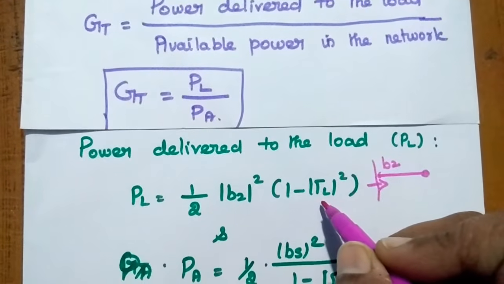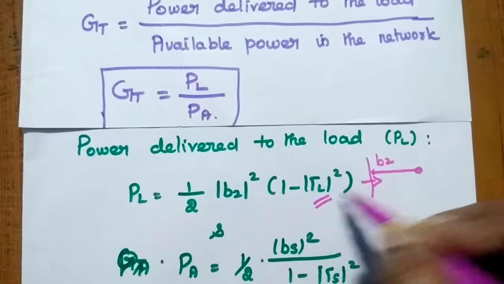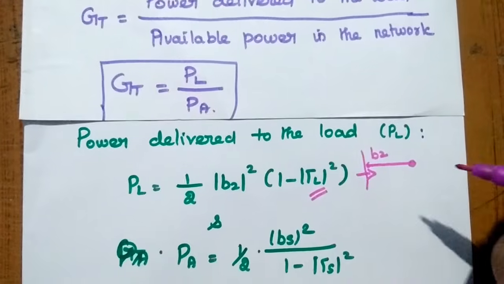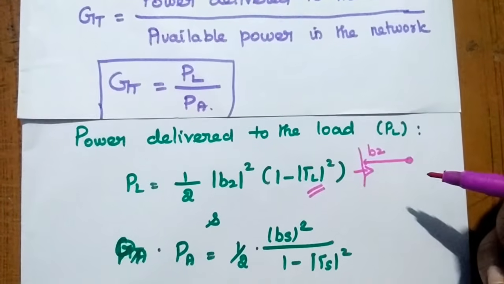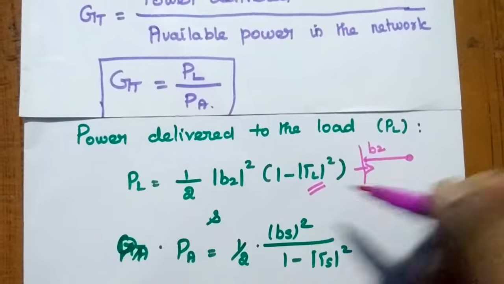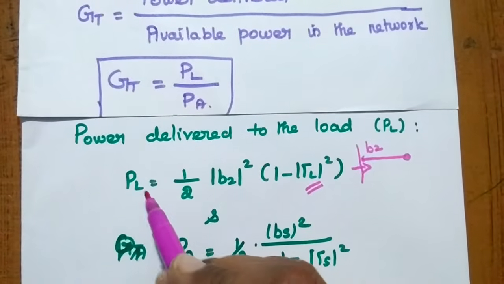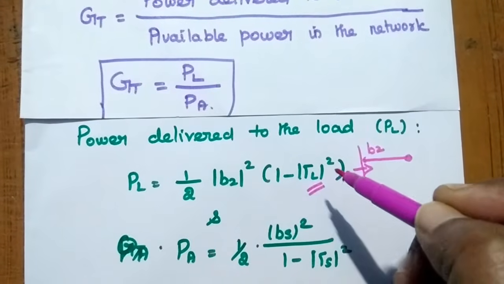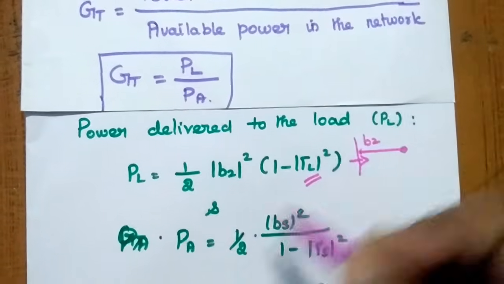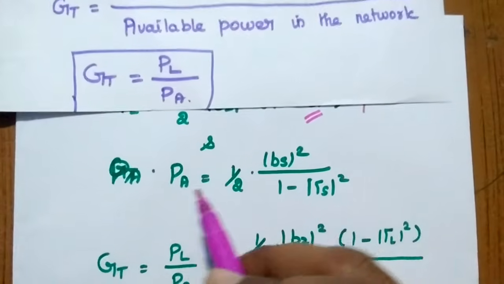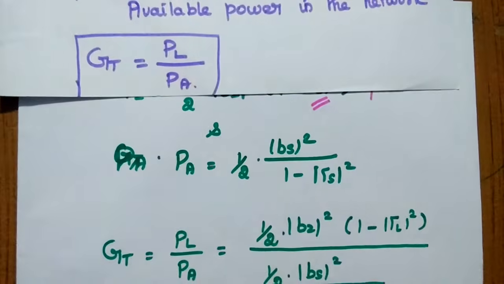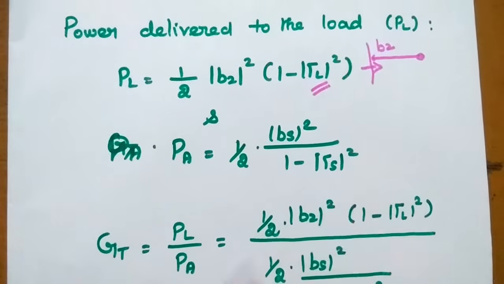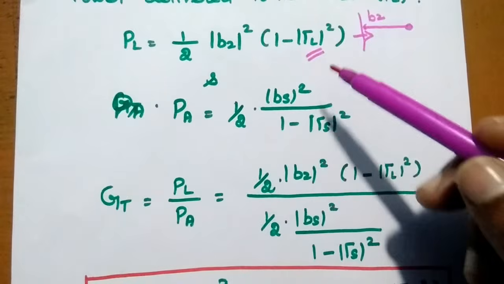But we have to consider the reflection coefficient at the load side also. Because of the impedance mismatch, there may be some reflection. So we have to say the load power is equal to 1 by 2 |B2| squared into 1 minus |Γ_L| squared. And we have already derived that the available power is equal to |Bs| squared by 1 minus |Γ_S| squared. So we have to take the ratio between these two.